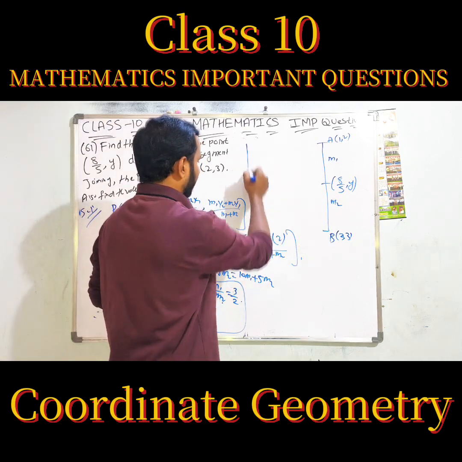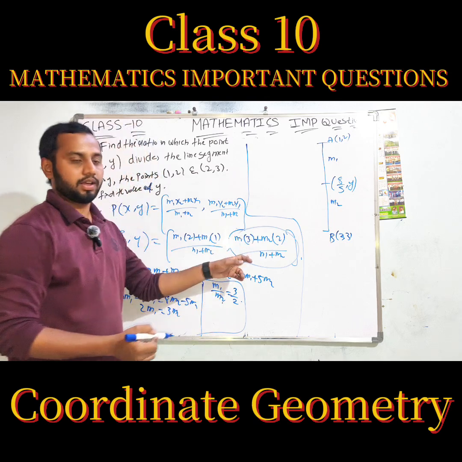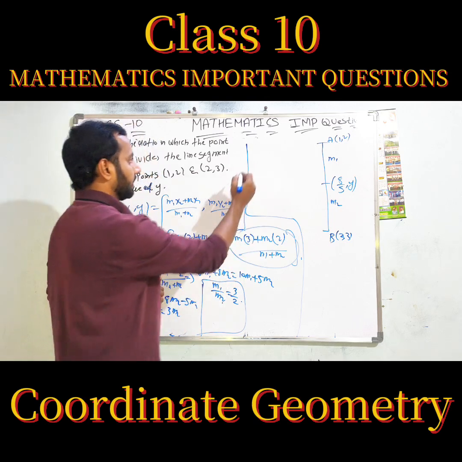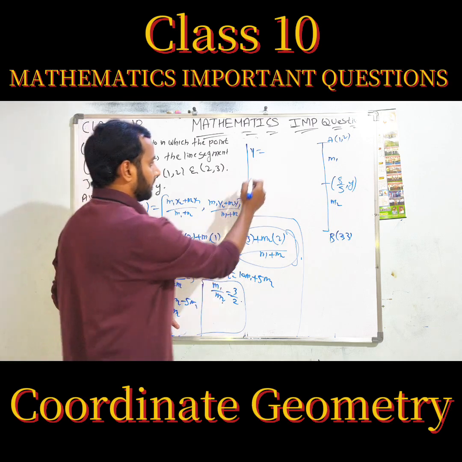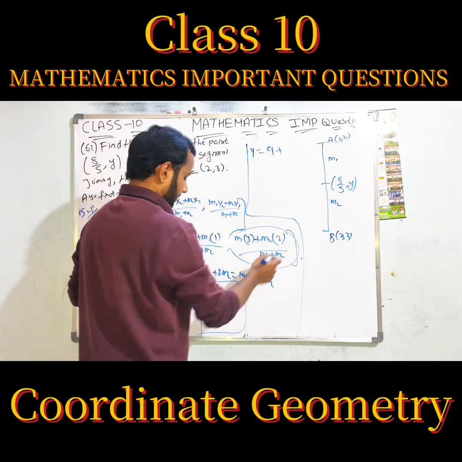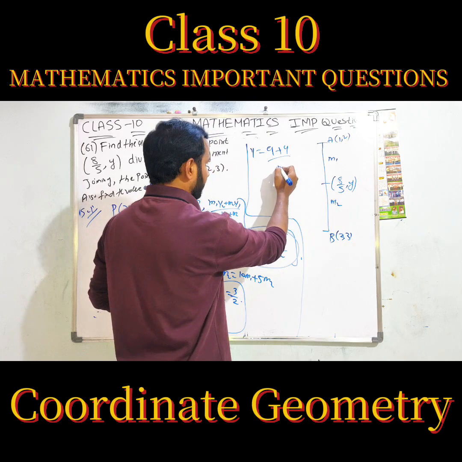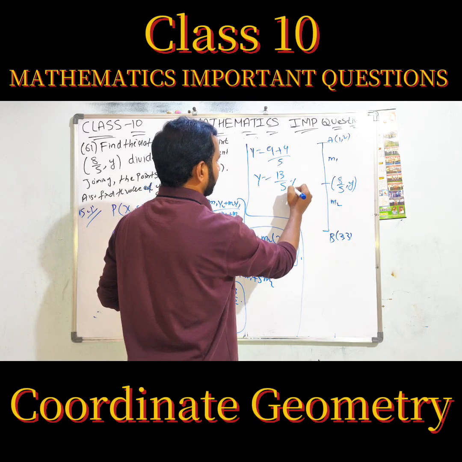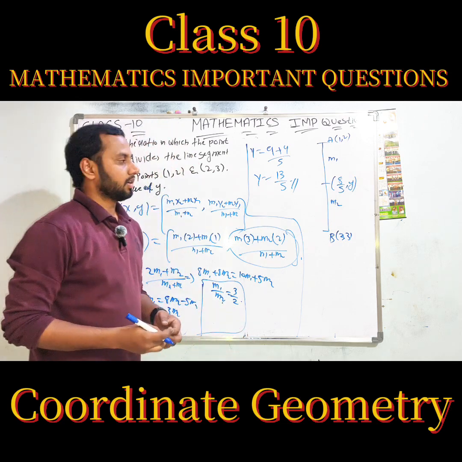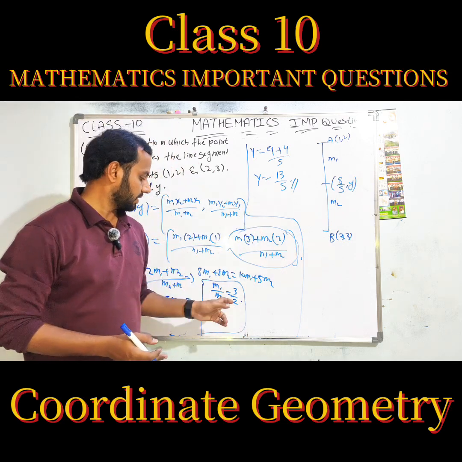Let us find the value of y. How will you find the value of y? Just substitute in the second one, y axis with y. Y equal to, m1 value is 3, 3 3s are 9 plus 2 2s are 4, divided by m1 plus m2, 3 plus 2 is 5. Y equal to 13 by 5. Therefore, the value of y is 13 by 5 and the ratio is 3 by 2.